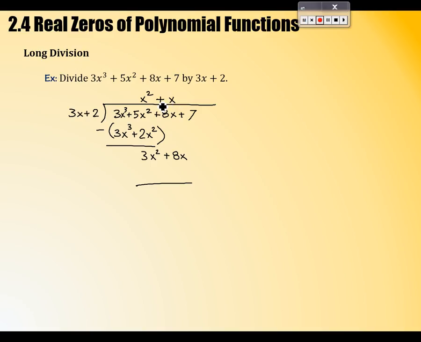I'm going to write that above the linear term just to organize my work. Now I multiply 3x times x, 3x squared plus 2x. I'm multiplying x by everything here. I'm going to put it in parentheses and then subtract. And I recommend that you use the parentheses and put the subtraction sign there, even though you might not have done that in elementary school.